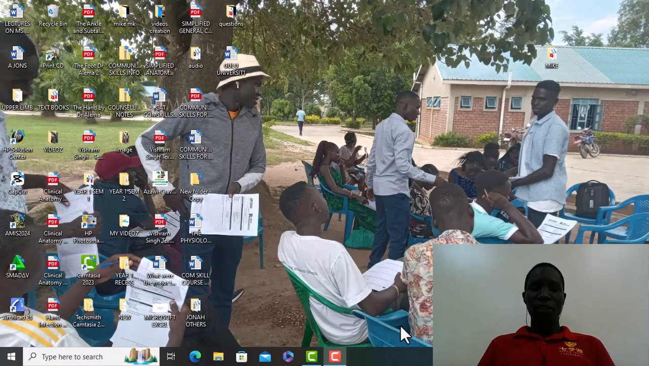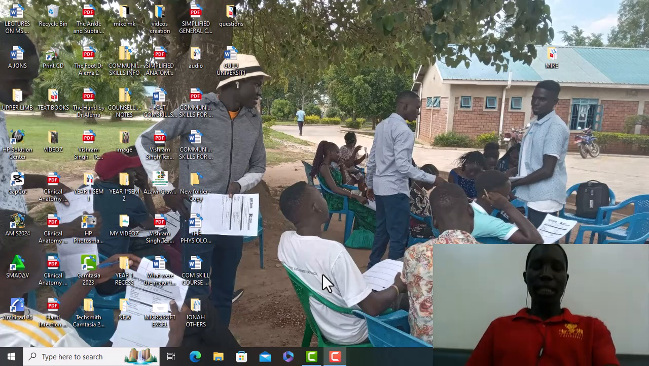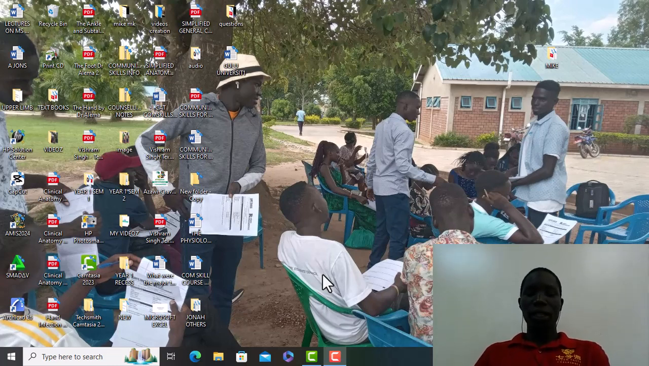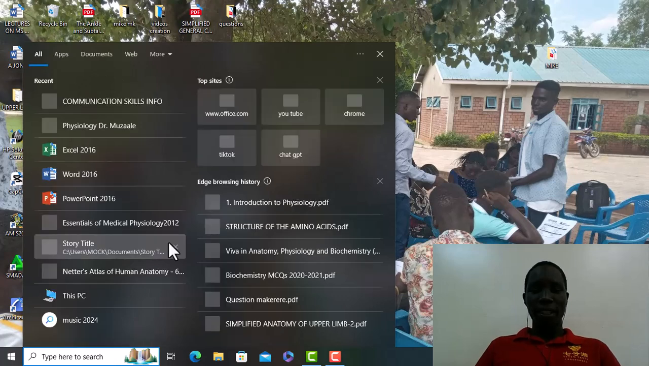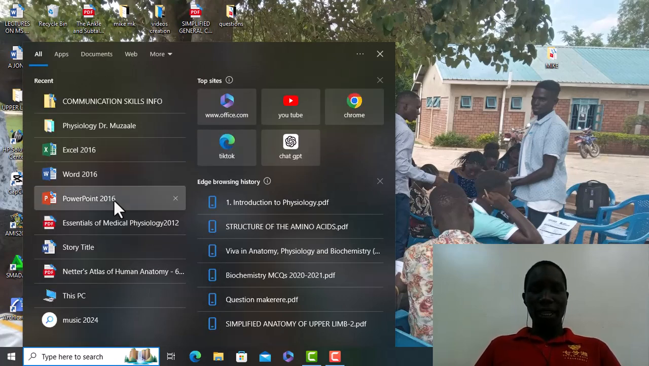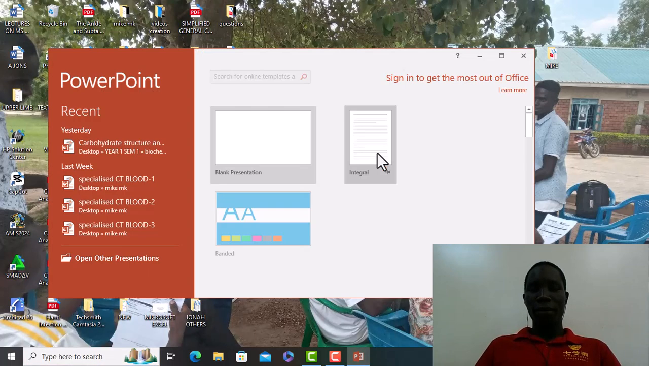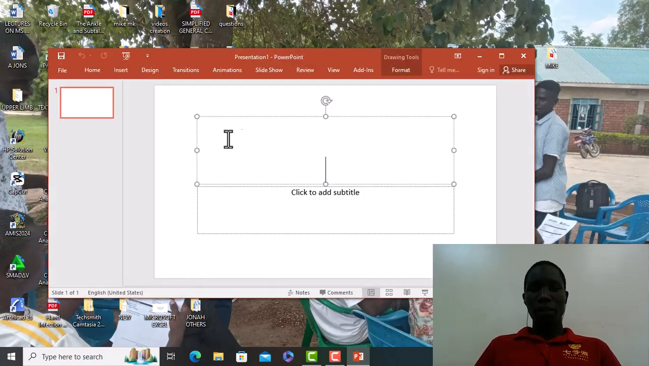Today I will be taking you through what is called Microsoft PowerPoint. This is just a presentation. We always use MS PowerPoint for presentations. So let's open. We find here is written PowerPoint. After opening, you open a blank space. Always this will be for your introduction, the first slide that you will get.